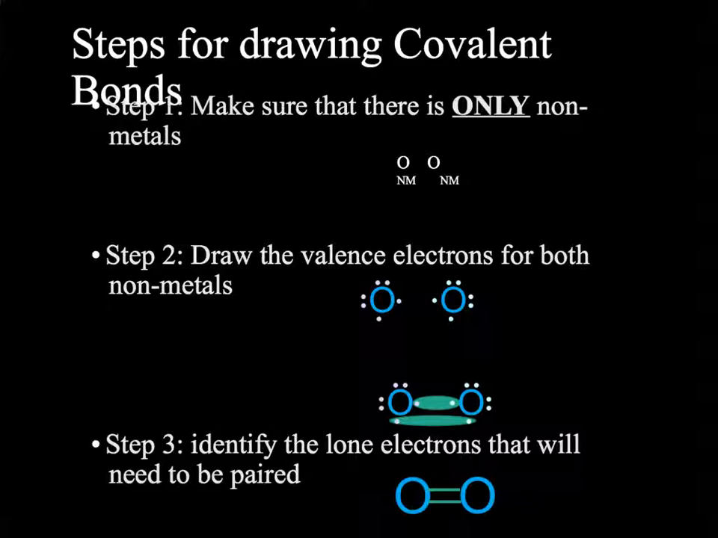All right, what about O2? This is oxygen. So, steps for drawing covalent bonds for oxygen. Again, the same thing: make sure that they're only nonmetals. Step 2, draw the valence electrons for both nonmetals. Oxygen has 6 valence electrons around it. And then you want to identify the lone electrons that will need to be paired. So you can see that these 2 are going to pair with each other. And then the lonely ones at the bottom, they're going to pair with each other.